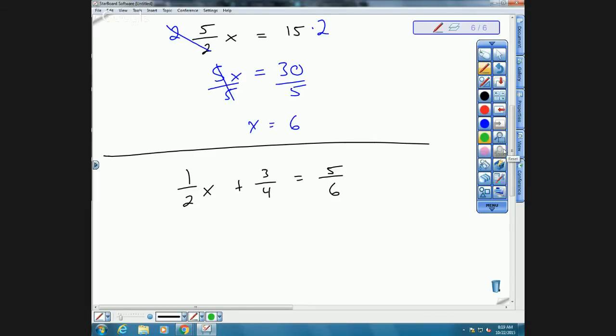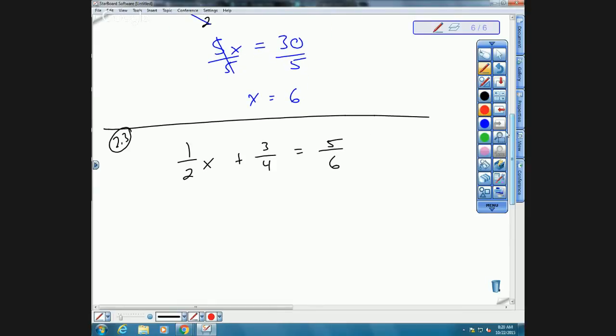I believe this type of problem is actually in 2.3. Probably sneaking into 2.3 territory now. Nobody likes fractions, so let's just get rid of the fraction. So what is the least common denominator of 2, 4, and 6? That's greatest common factor. Least common denominator is the smallest number that all 3 of these can divide into.